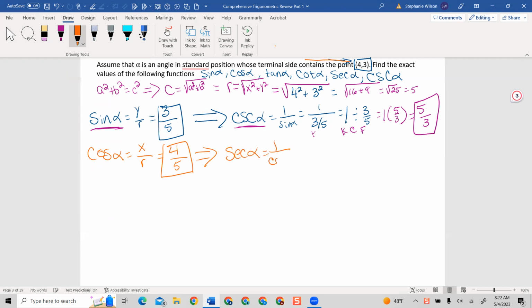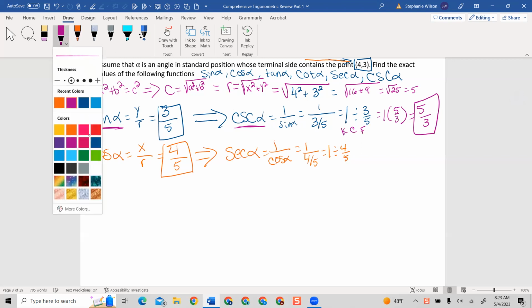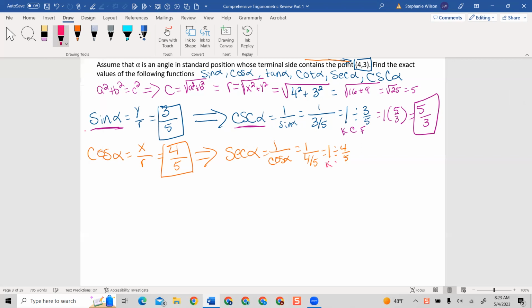We know it's the inverse of that. I'm going to do the extra steps, but again, guys, some of you may already see it and don't need these extra steps. You know, it's just the reciprocal, then that's what I would do. So I got 1 over 4/5. Rewrite it as 1 divided by 4/5. We're going to say, okay, we are going to keep, change, flip. So now I have 1 times 5/4, which is 5/4.